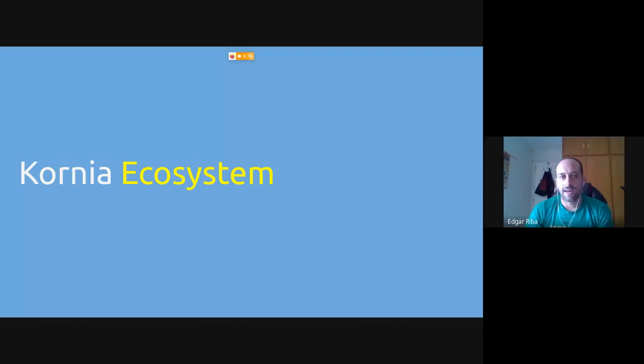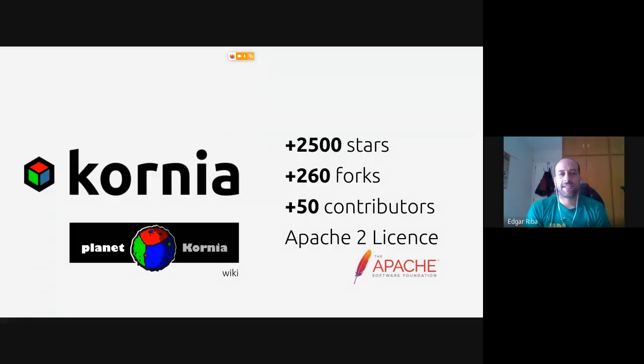Okay, now let me introduce very quickly the ecosystem. As I said, Kornia is an open source library. And with that, we have been creating this ecosystem, let's call it a community. Okay, so Kornia is an open source package that you can find on GitHub. It has been available there now for 2 years. We have up to 2,500 stars on GitHub, more than 260 forks, and up to 50 contributors. Okay, so the community is kind of active.